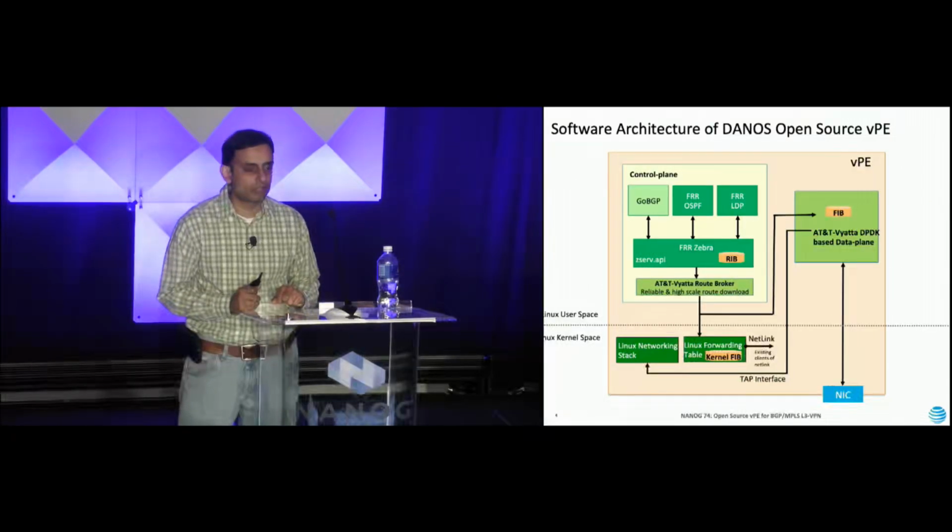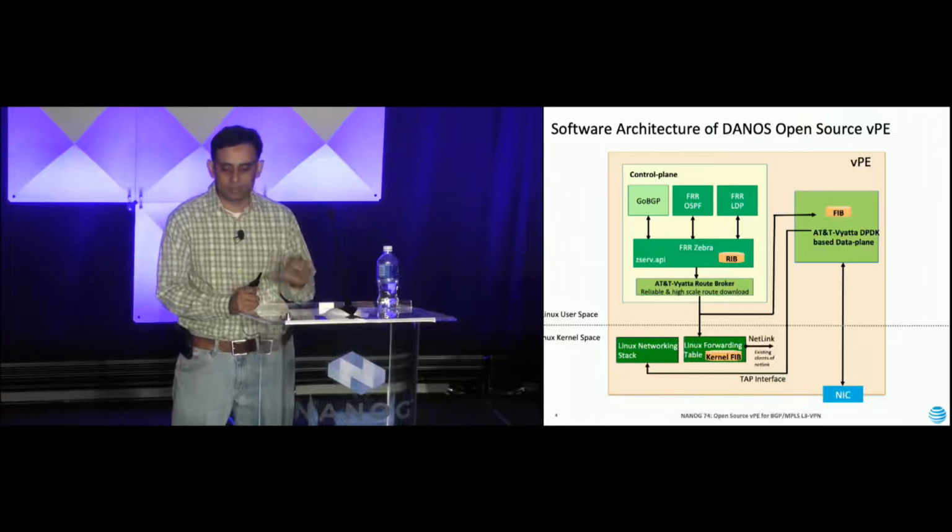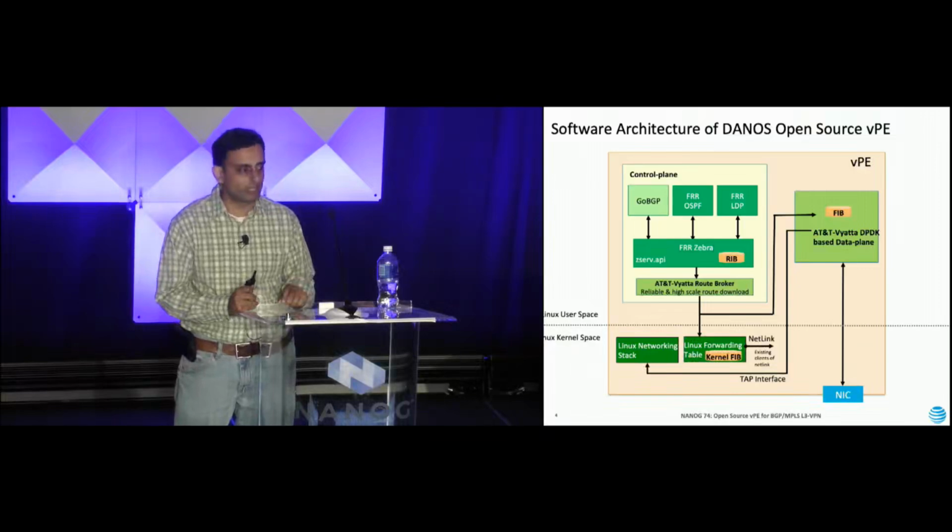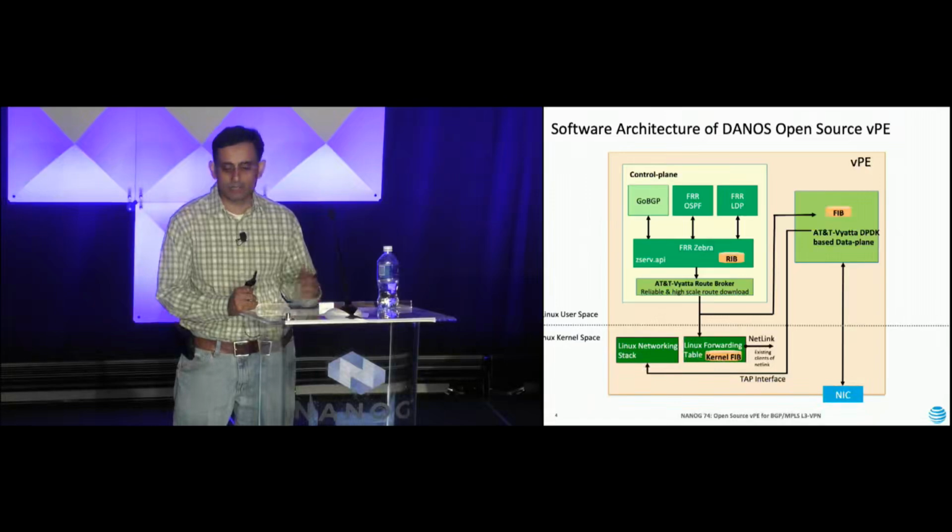This is a picture of what the VPE looks like. Both the control plane and Vyatta DPDK data plane actually run in Linux user space as Linux processes. In particular, in control plane, we have GoBGP, FRR OSPF, and FRR LDP running as separate processes.